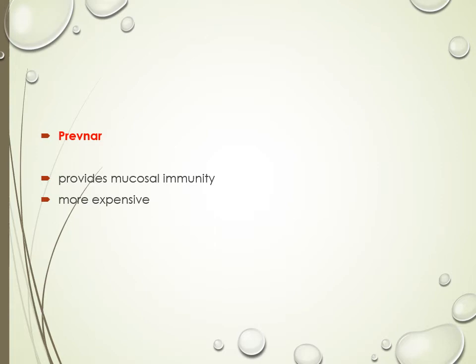Then 23 valent is a cheaper vaccine. It provides herd immunity, but it does not give mucosal immunity. So there is a total difference between the two vaccines. And for more than 65 years, or 19 to 64 years with risk, both vaccines can be given. The only difference is in children. So in children, you can give the PCV13. But the problem is that it does not cover all the serotypes. Maximum serotypes are covered in the 23 valent.